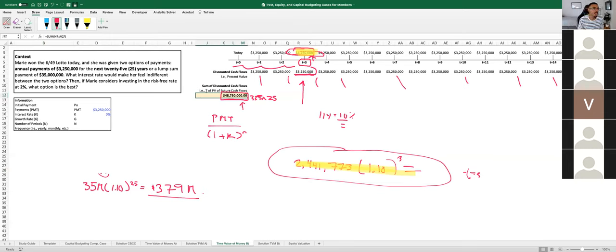Is $48 million smaller than $379 million? What do y'all think? Maybe I got the game wrong. Definitely. $48,750,000 is by far way smaller than $379 million, right? It's literally not even close. That's why you would rather have a lump sum today.